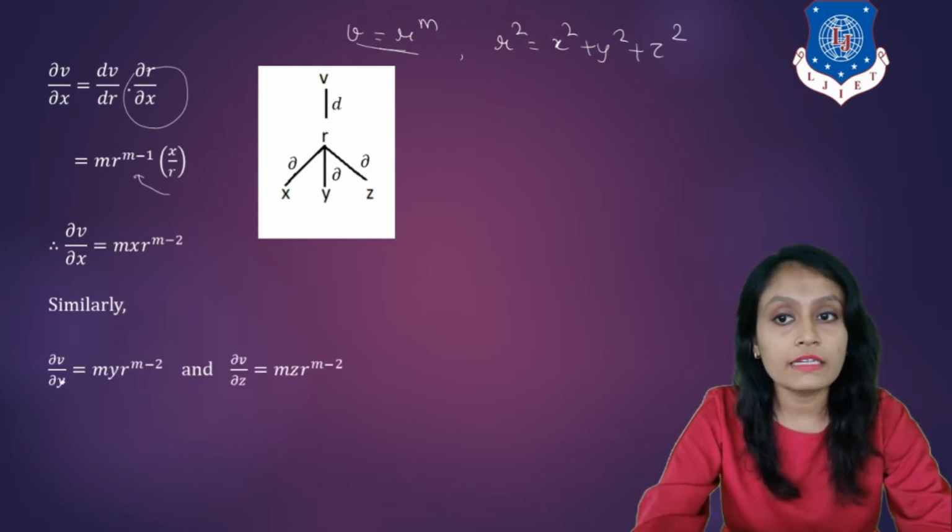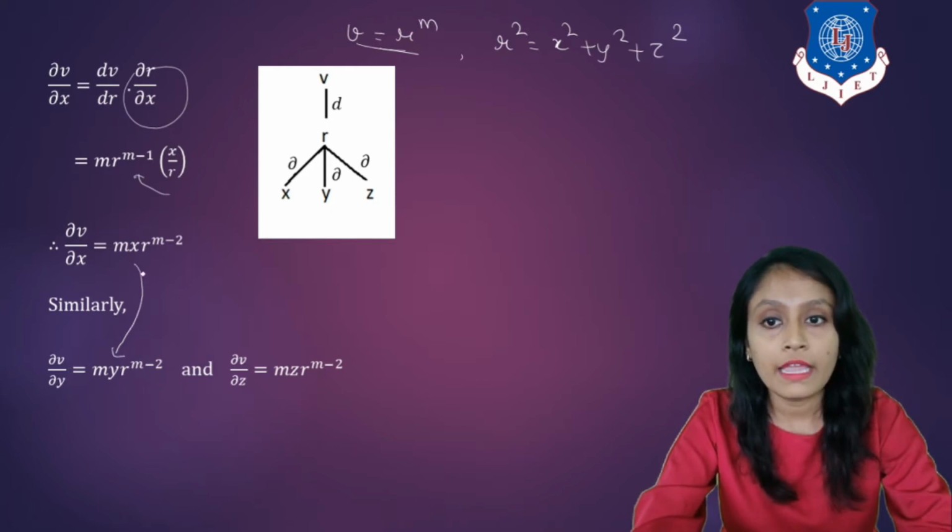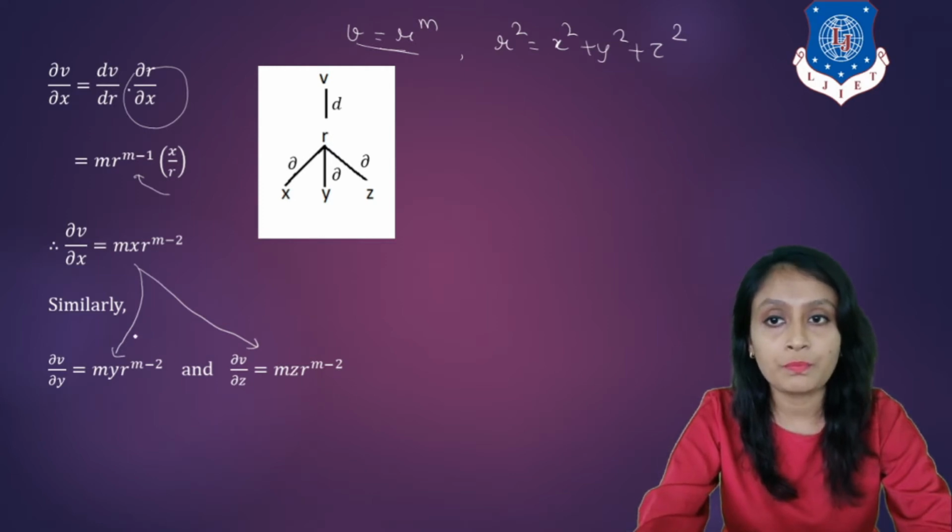Similarly, we can find del v by del y as m y r raised to m minus 2. In place of x, we have to simply write y. And for del v by del z, in place of x, we have to write z. So del v by del z is equal to m z r raised to m minus 2.